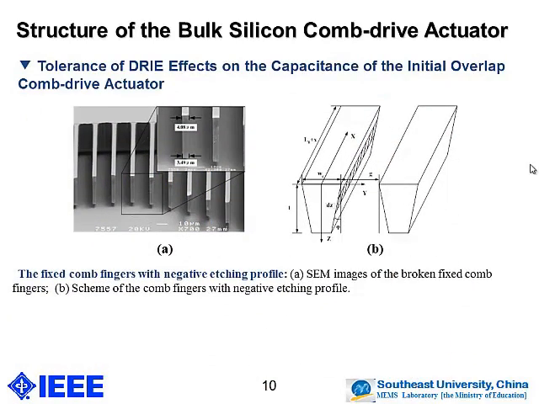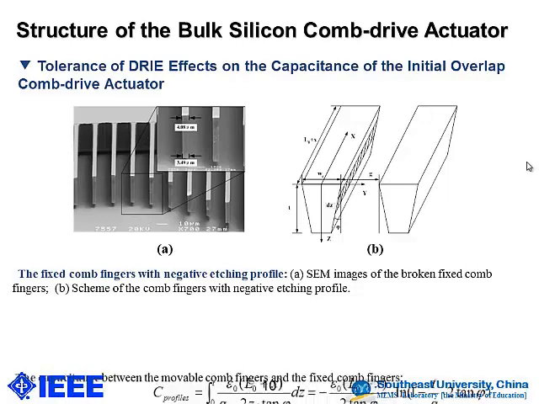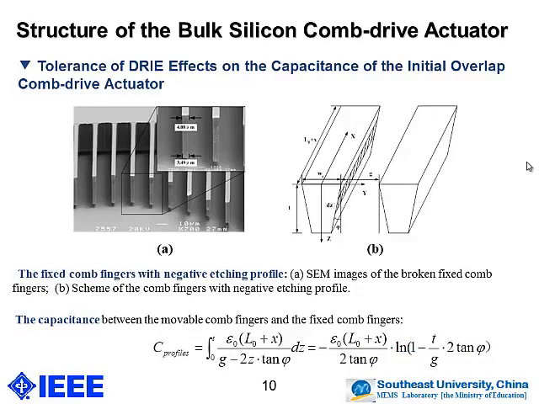So the deep etching process will affect the profiles of the comb fingers. This is the broken SEM photo of the comb fingers, which shows that the comb fingers have negative etch profiles, that will decrease the capacitance between the comb fingers. And the capacitance of the comb fingers can be calculated with this equation.